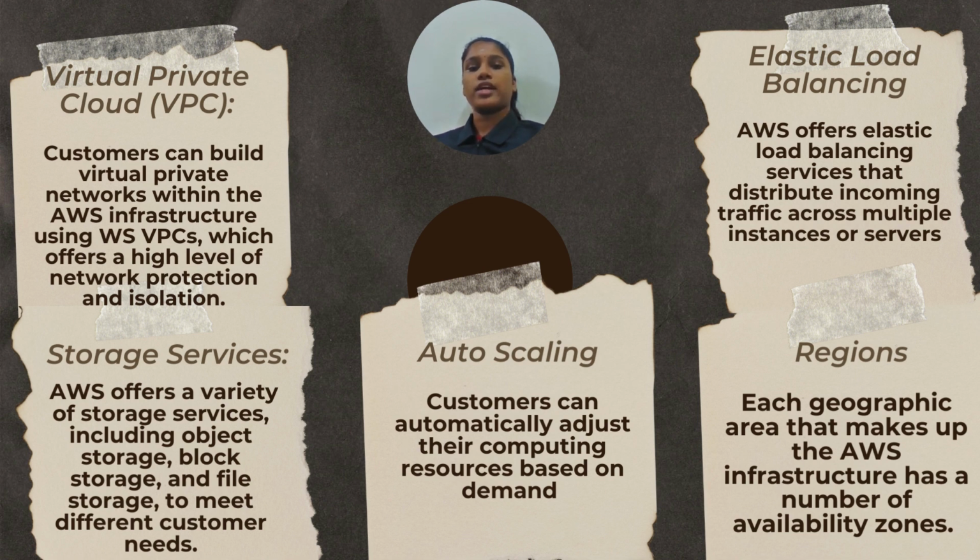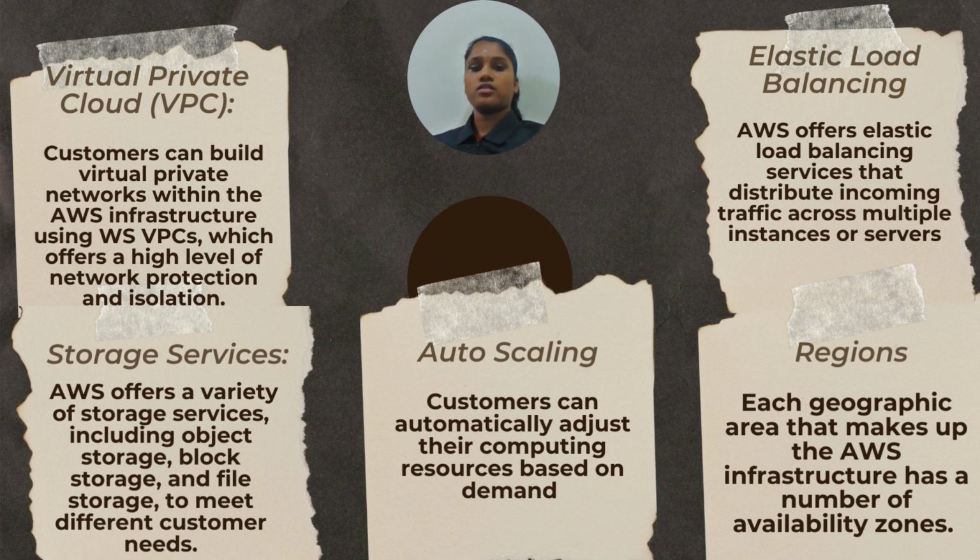The second one is storage services. AWS offers a variety of storage services, including object storage, block storage, and file storage to meet different customer needs. The third one is auto scaling. Customers can automatically adjust their computing resources based on demand using AWS auto scaling services, ensuring that they always have enough resources to satisfy their needs.